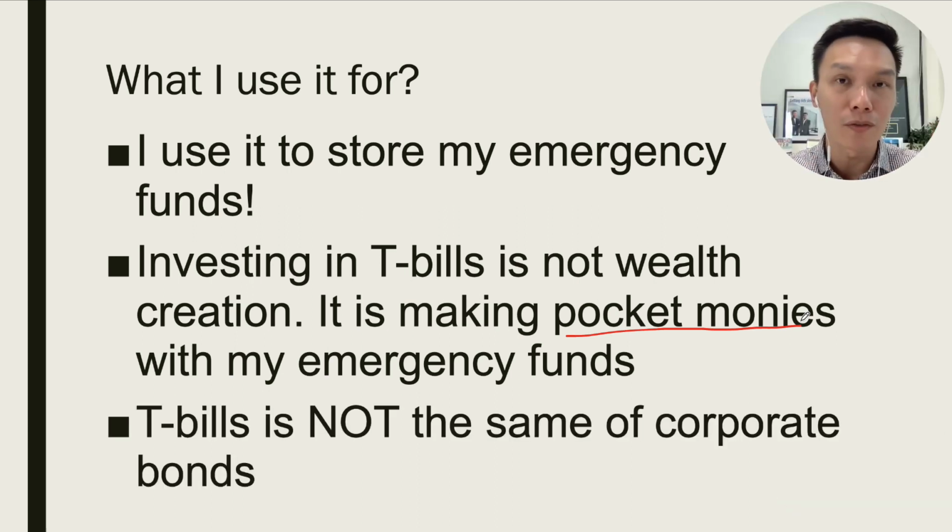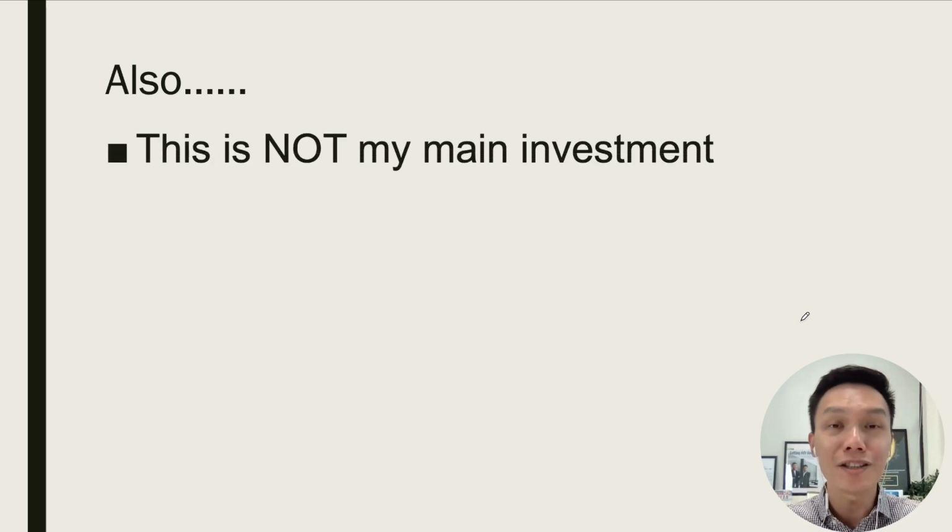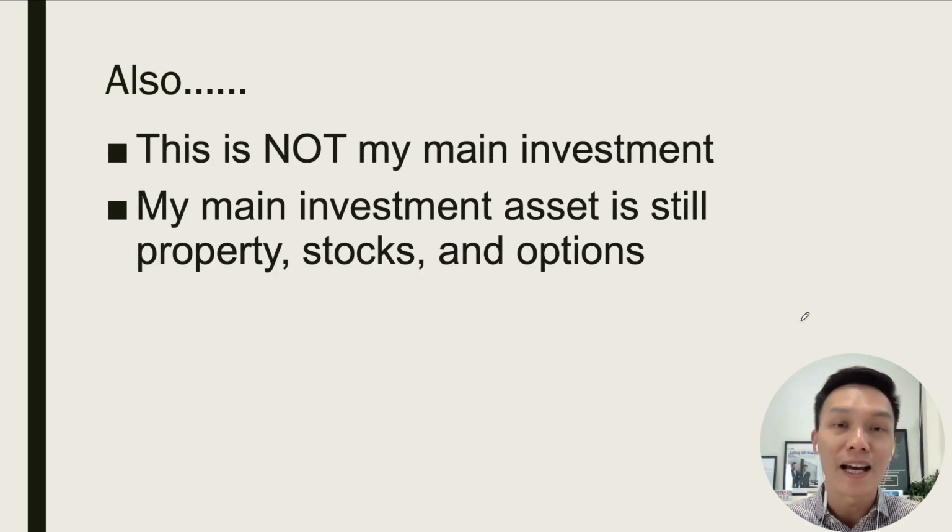Another thing to take note of is that some people are asking me, hey Pete, is this the same as some of the corporate bonds out there? Absolutely not. Treasury bills are actually AAA rated, backed by the government of Singapore, whereas corporate bonds are actually backed by the company, so they are not the same in terms of the level of risk. And also, just a quick reminder, this is not my main investment, right? This is to store the emergency funds, and my main investment is still in the property, stocks, and options world, where it generates better return.